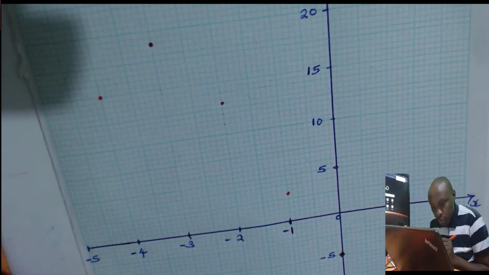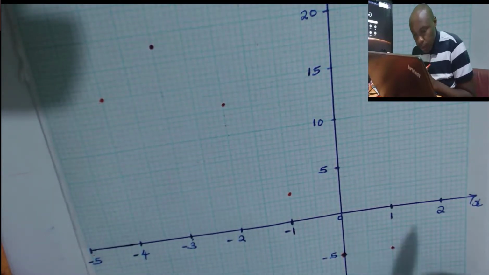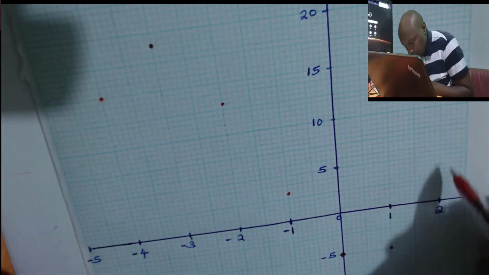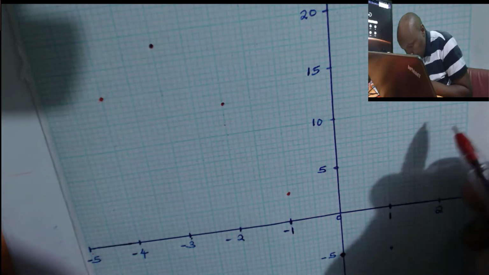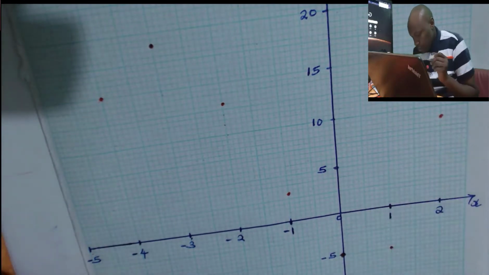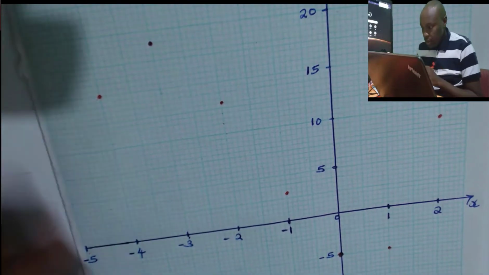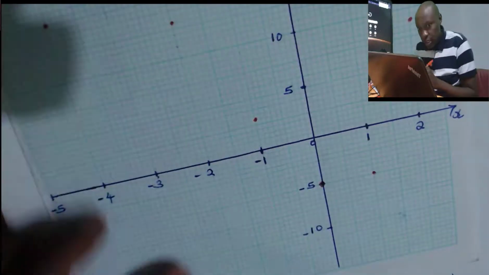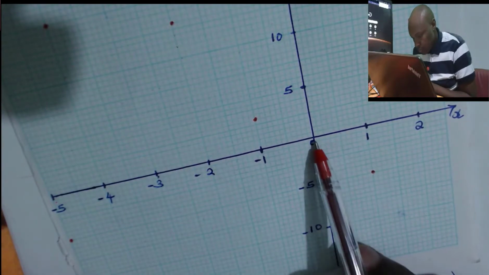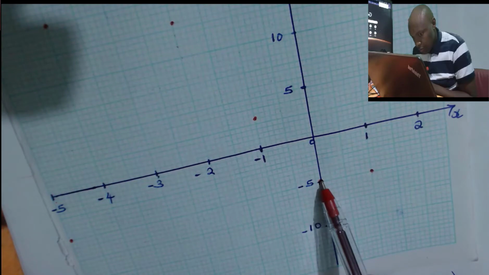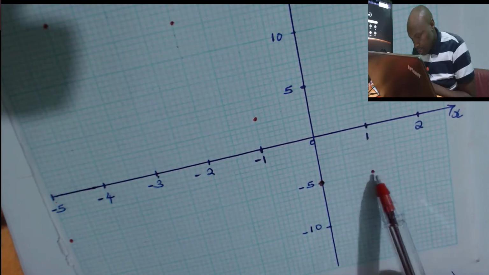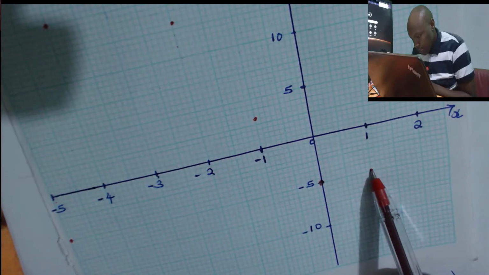Then 2, 9. So this 9 should be somewhere, it should be there. 2, 9. Now there's something that you will notice here, and I want to make it clear. At that point where you have x equals 0, the value of y is negative 5. Then where we have x equals 1, the value of y is negative 5.